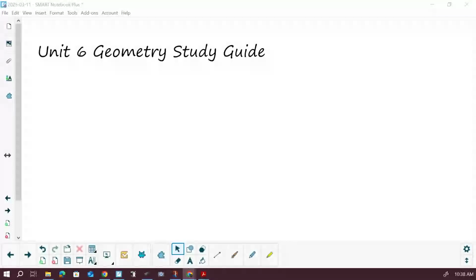Okay, guys, let's go over the study guide. As soon as I get my pen turned on, I'm going to start by reminding you of some basics, thinking of steps for how to solve this.